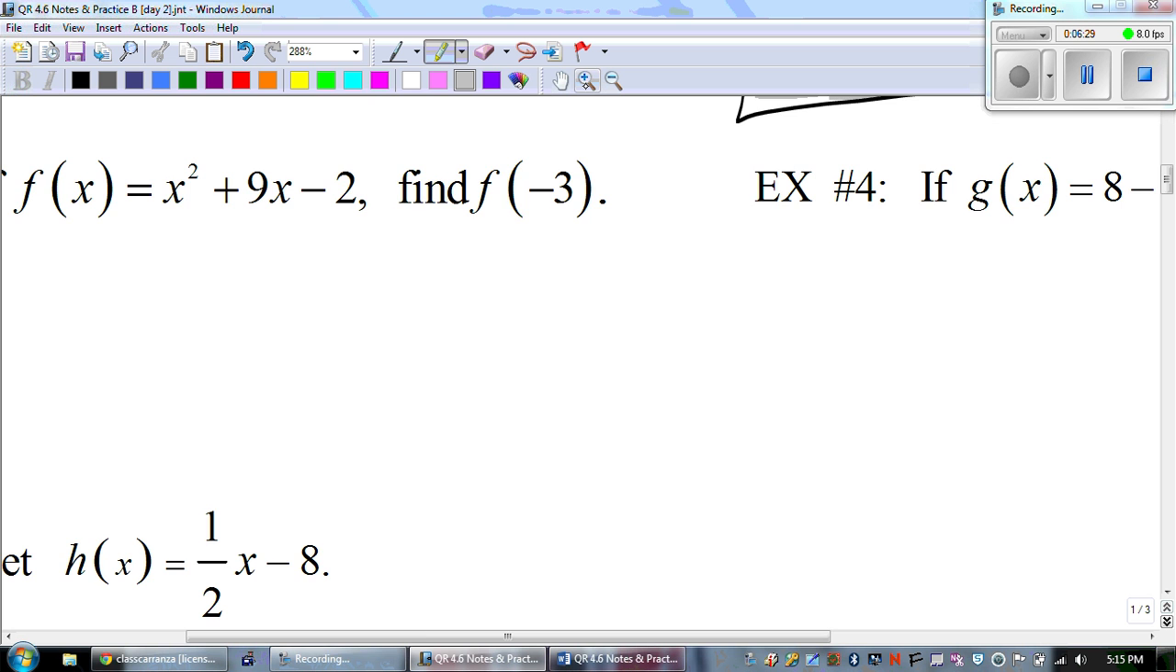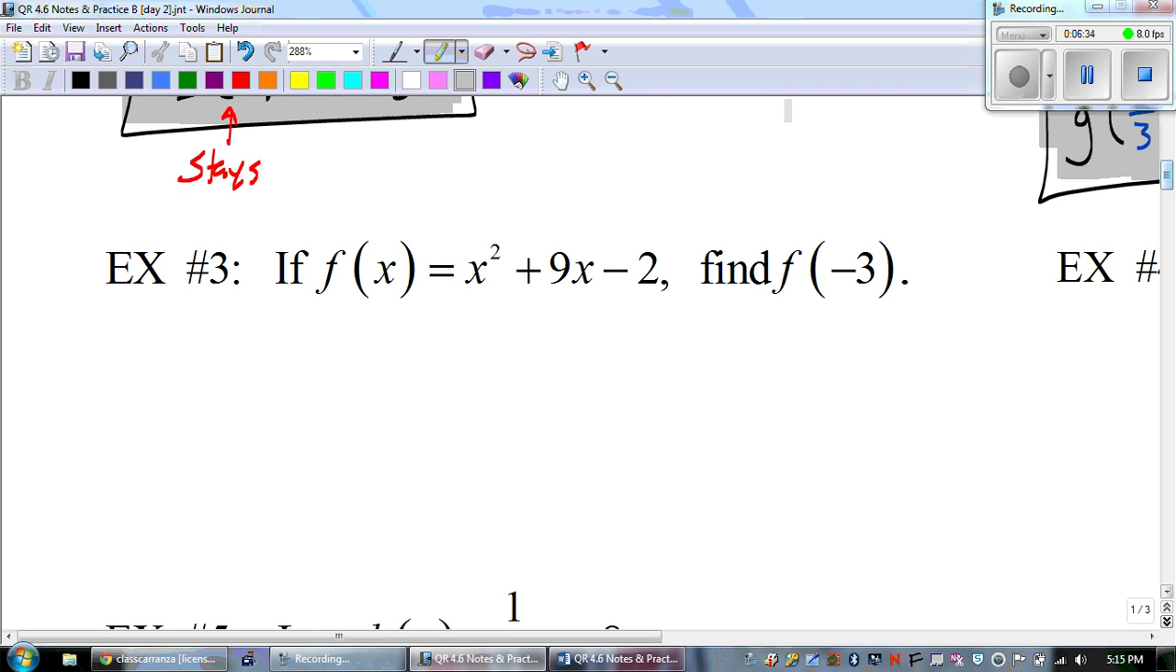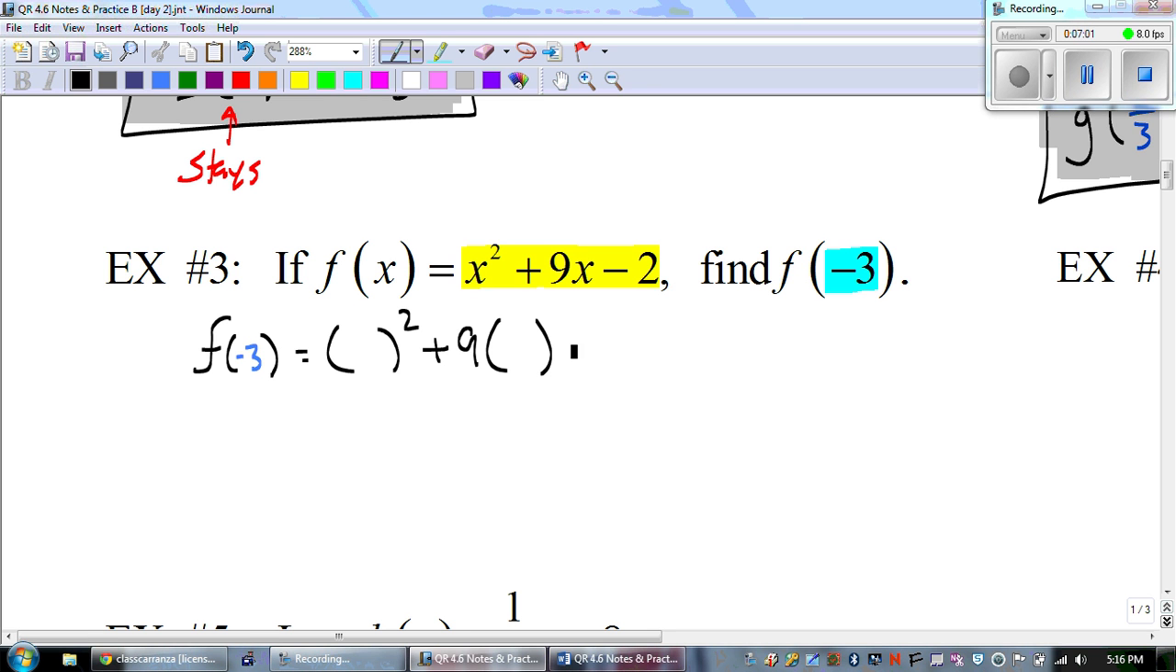Let's look at example number 3. So if f of x equals x squared plus 9x minus 2, find f of -3. So everywhere there is an x, that's where we're going to plug in the -3. So -3 squared plus 9 times -3 minus 2.